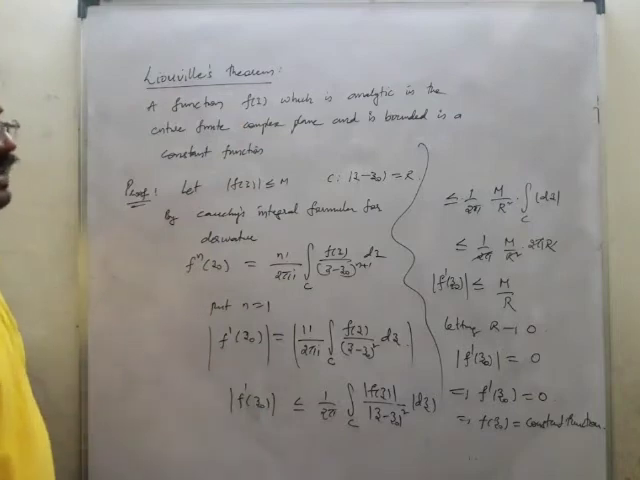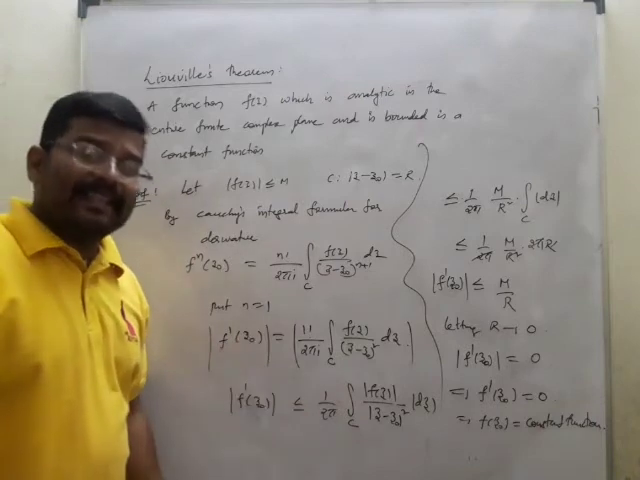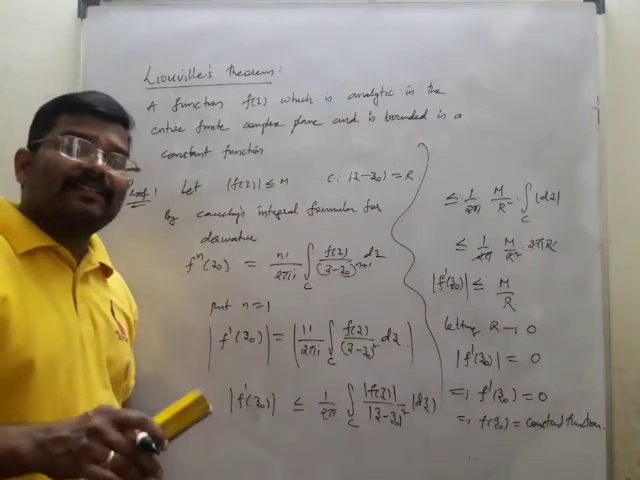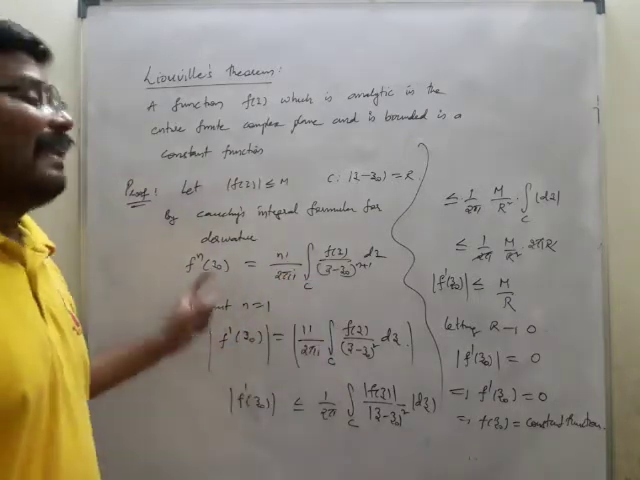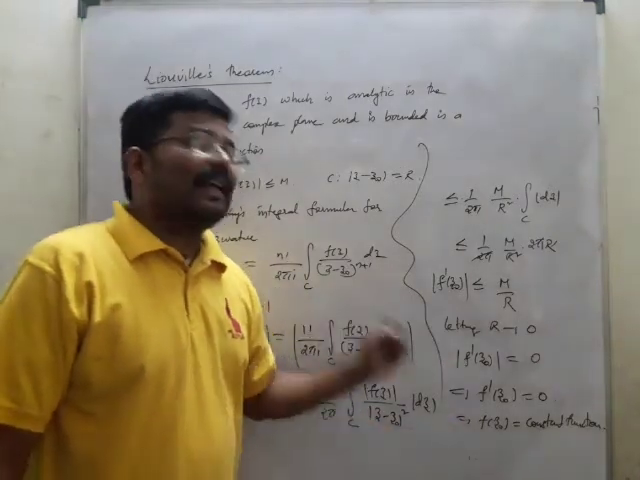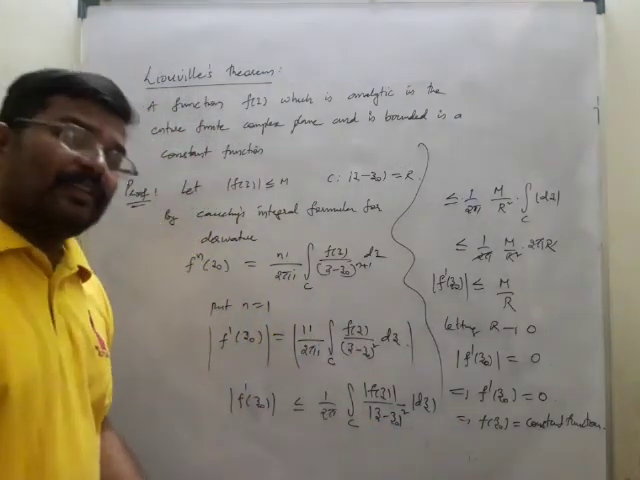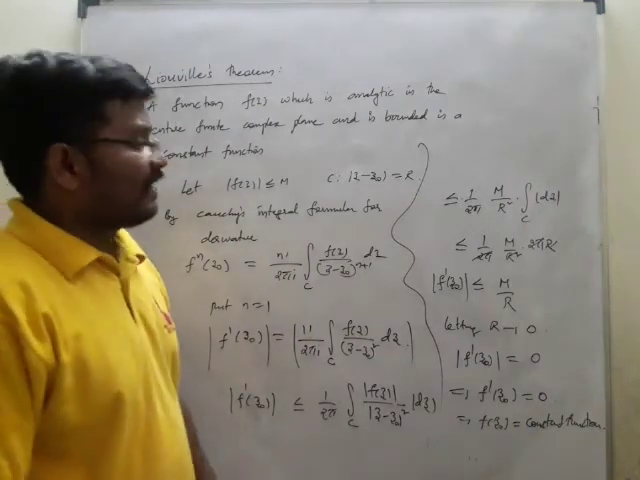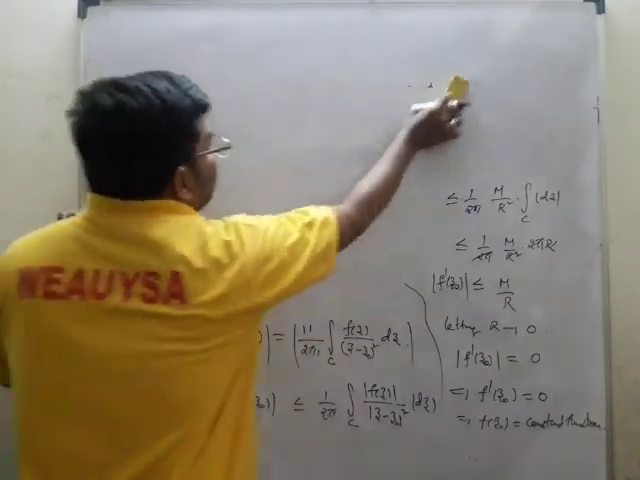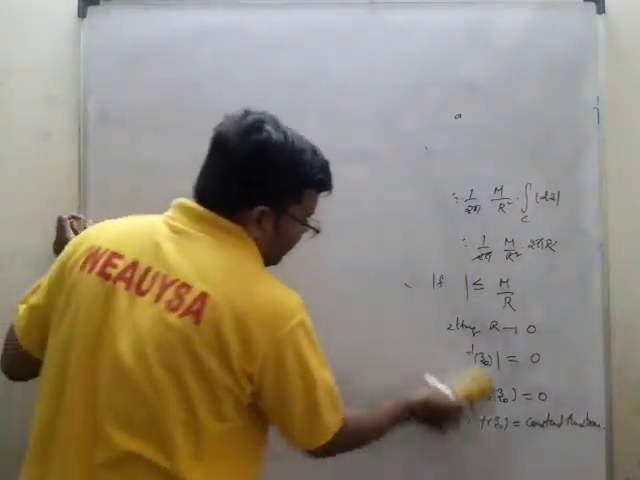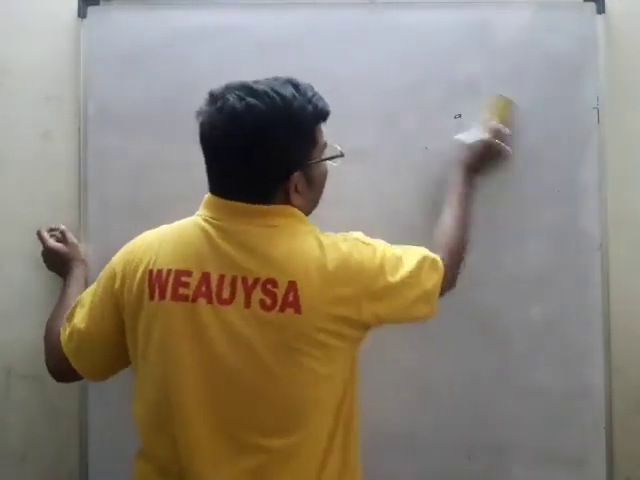This is how we can prove Liouville's theorem. If you know Cauchy's estimate, then you can directly get the result from it: take n equal to 1, let r tend to 0, and you reduce it to a constant function. This is how we can do the proof of Liouville's theorem. Based on this theorem and Cauchy's estimate, we have several problems, but we'll do one small problem regarding Liouville's theorem.